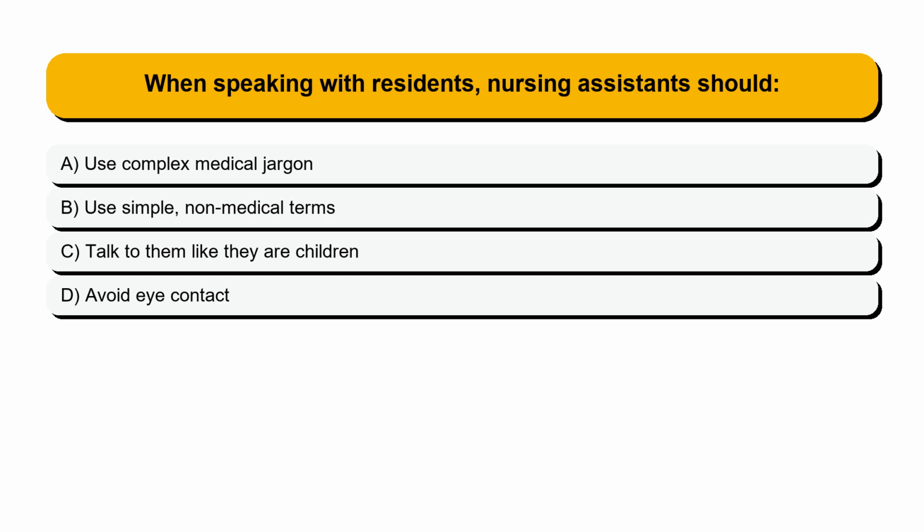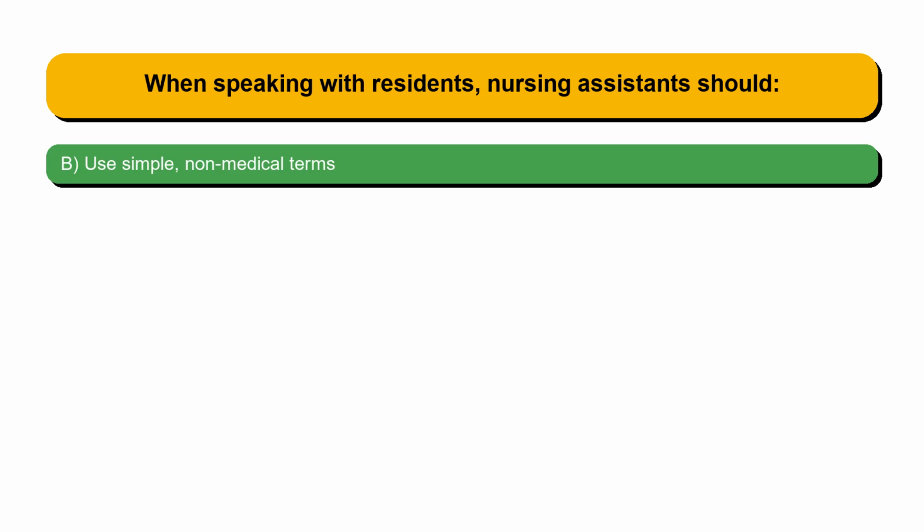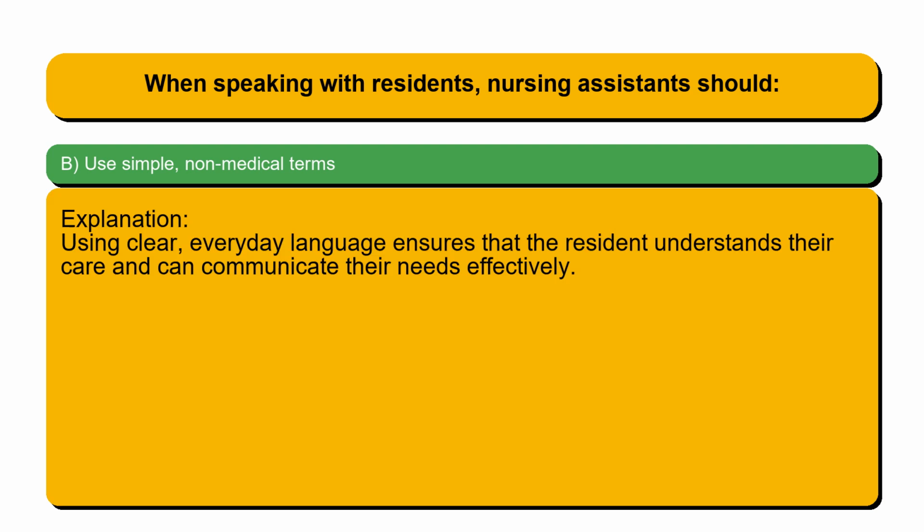Question 69. When speaking with residents, nursing assistants should option A, use complex medical jargon. Option B, use simple, non-medical terms. Option C, talk to them like they are children. Option D, avoid eye contact. The correct answer is option B, use simple, non-medical terms. Using clear, everyday language ensures that the resident understands their care and can communicate their needs effectively.